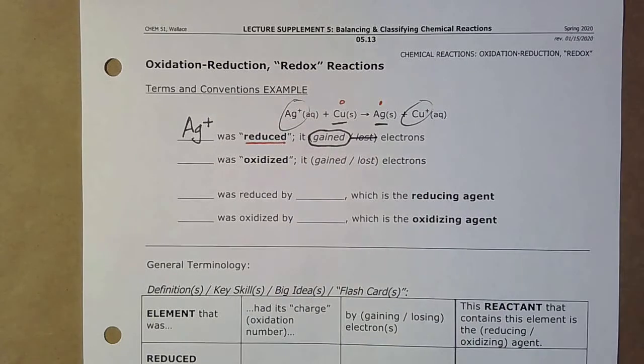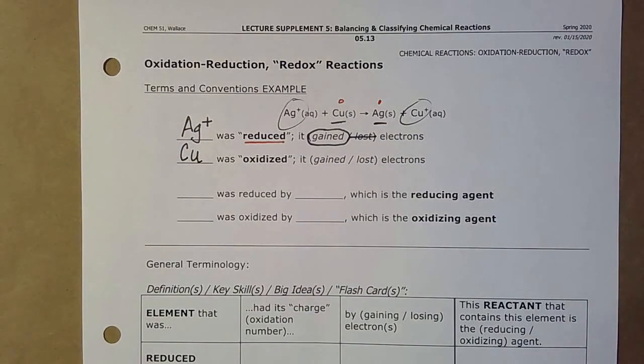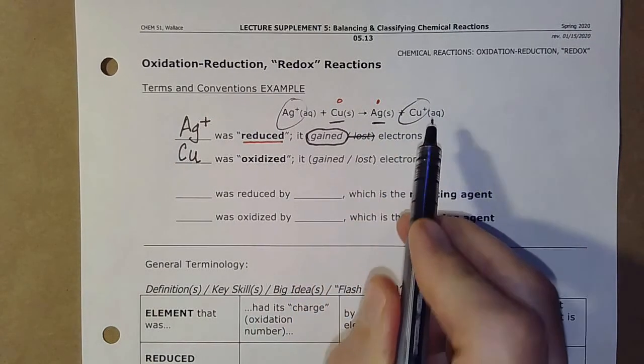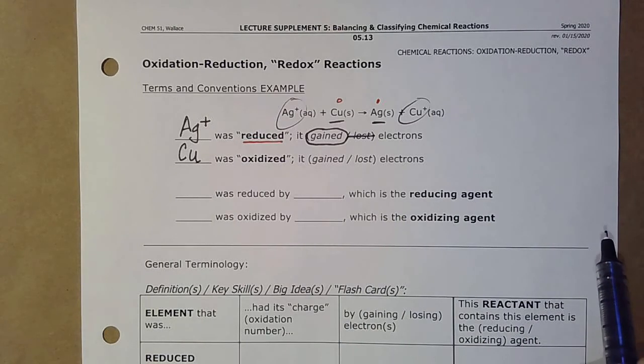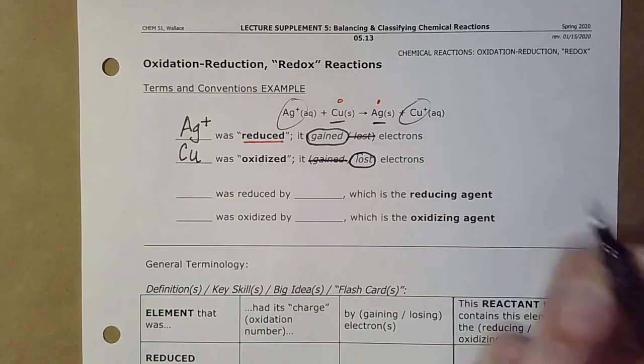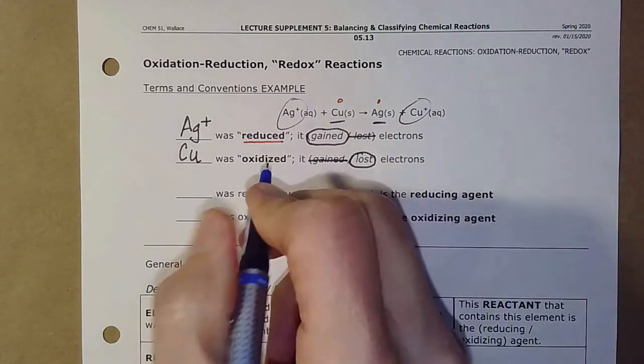an electron or electrons. Now the term for the other process is oxidation, and I'm going to tell you that copper was oxidized. Now look, what happened to copper? It went from 0 up to +1. Did it gain or lose electrons? Stop the video and think about that for a minute. Well, if copper's charge went up, it must have lost electrons. Okay, so the term reduced, the term oxidized.